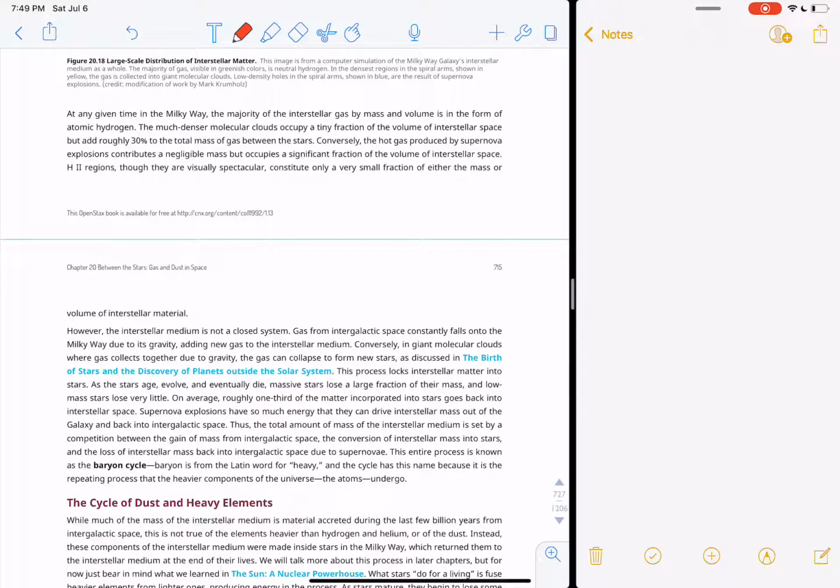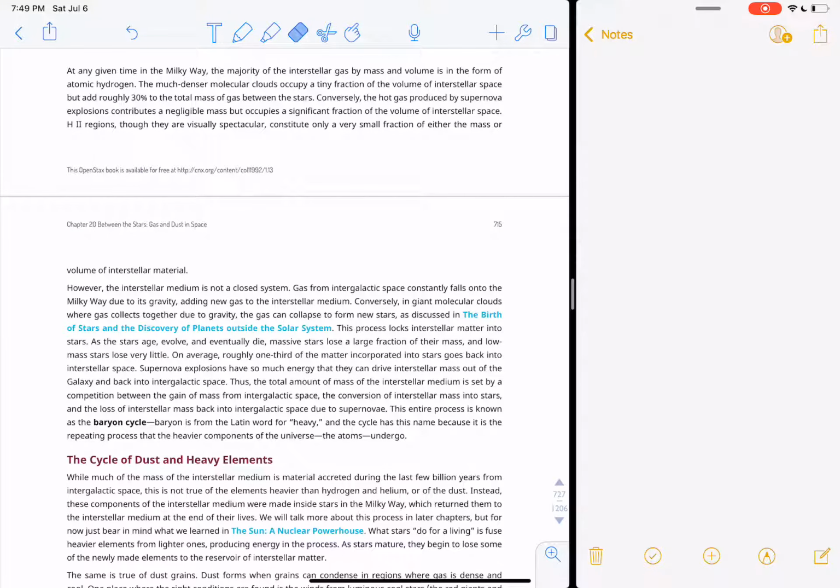Okay, and so at any given time in the Milky Way, the majority of the ISM, or the gas in the interstellar medium, is in the form of hydrogen. So hydrogen is most of the stuff in the universe. The molecular clouds are roughly 30% of the total mass of the gas between the stars. The amount of hot gas produced by supernovae is small, just because there's not so much of those going on compared to the other stuff.